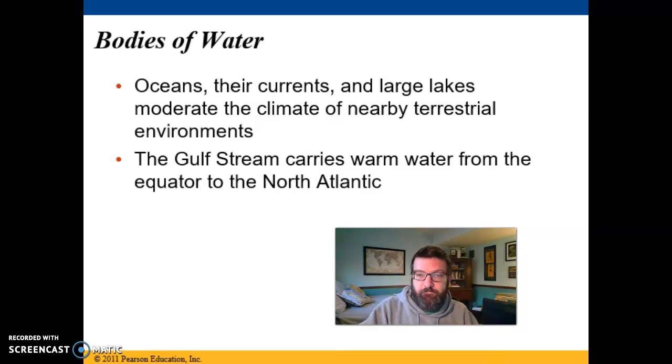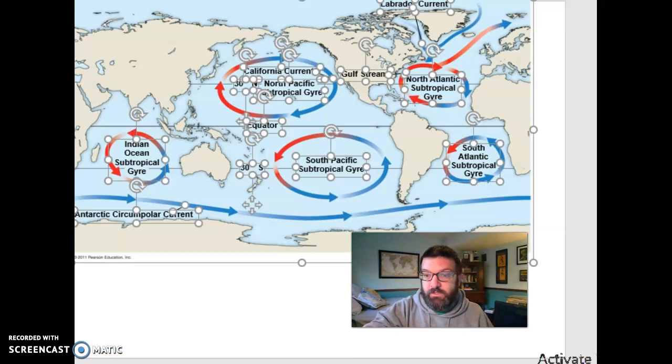Large bodies of water can also affect a regional climate, both because large bodies of water tend to moderate the climates of land masses nearby, but also because, just like there are prevailing winds, there are prevailing currents of water that carry warm or cold water to particular places, and they can affect the local climate. For instance, affecting the U.S., we have a current that runs from close to the equator back up toward the southeastern United States and then the rest of the East Coast.